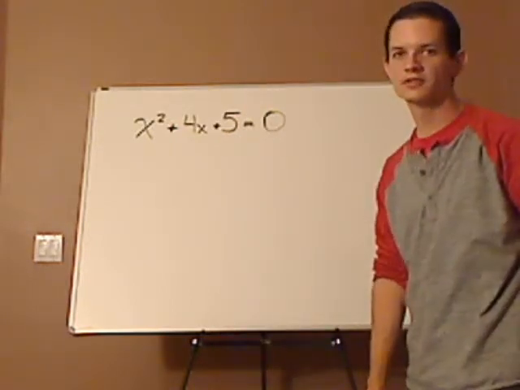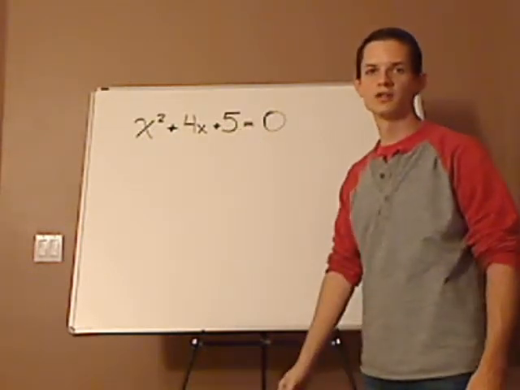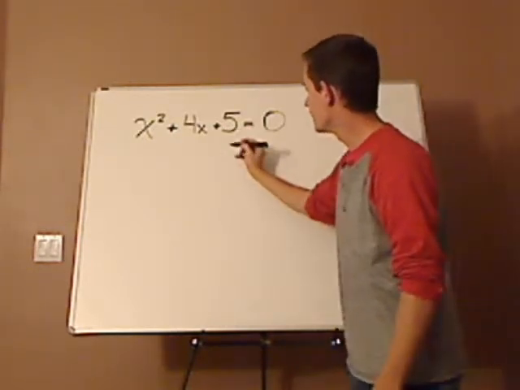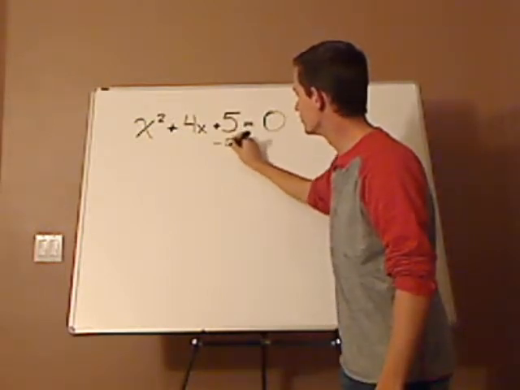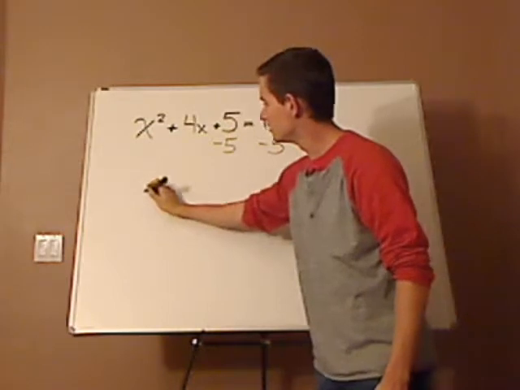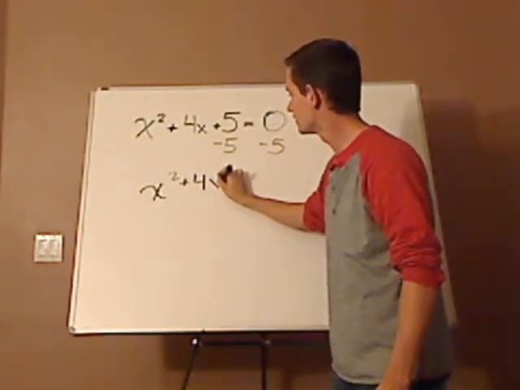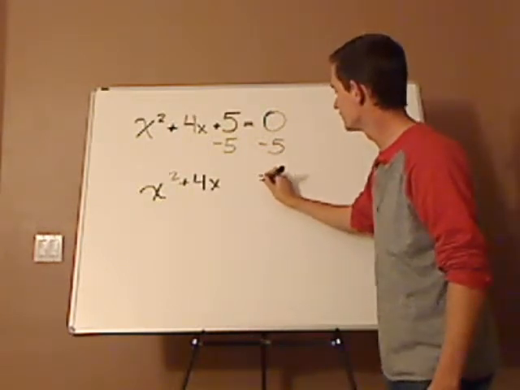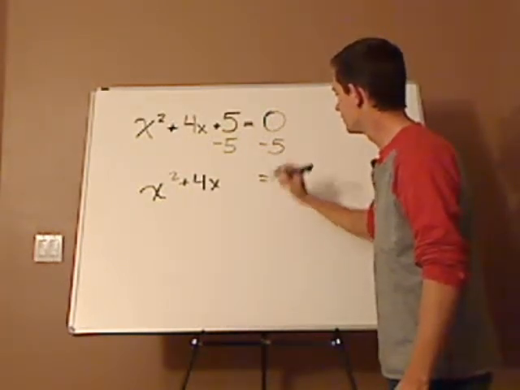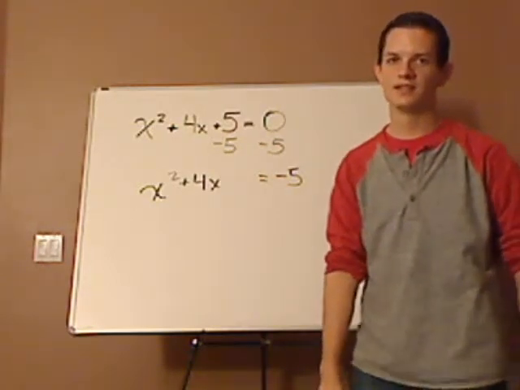So what you're going to do first is get rid of this constant right here, this plus 5. To do that, you just simply subtract 5 from both sides. So on this side, you have x squared plus 4x, I'm going to leave a space, minus 5.